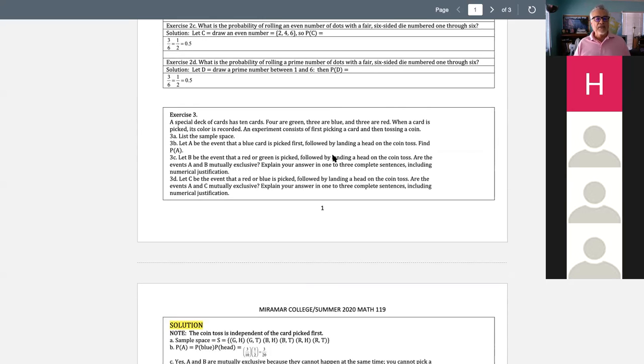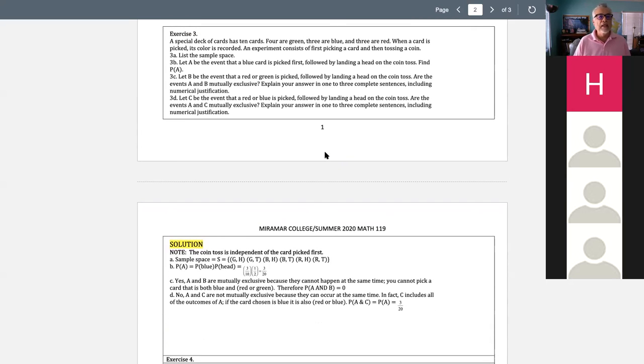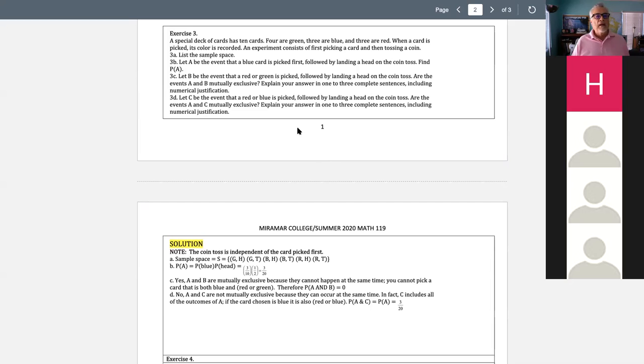Okay. All right. So in number 3, here we have another game of chance, let's call it, where we take a special deck of cards. This deck has only 10 cards in it. 4 are green, 3 are blue, and the other 3 are red. Okay, so the deck has these characteristics. And we're going to pick a card at random. And so we'll pick a card, and then we'll toss a coin.